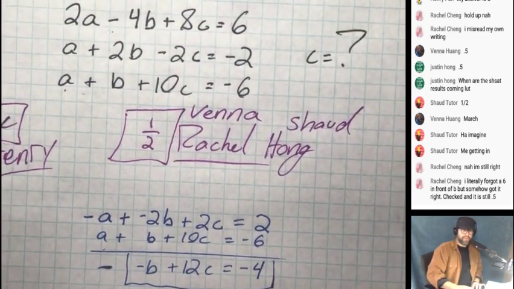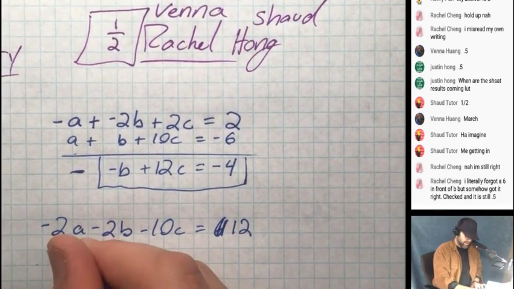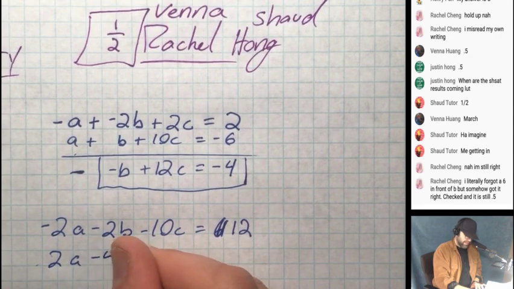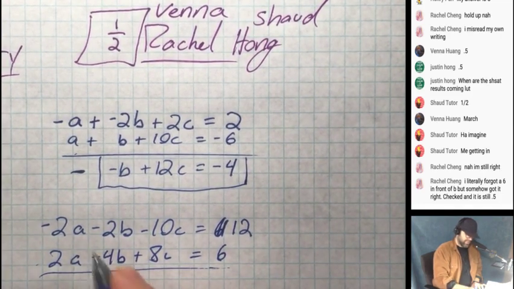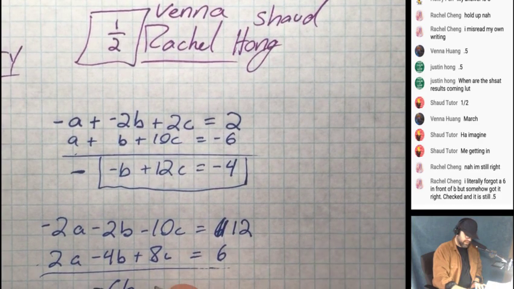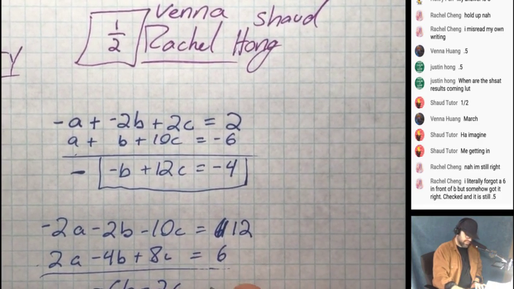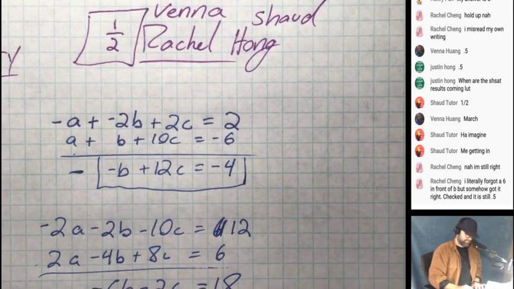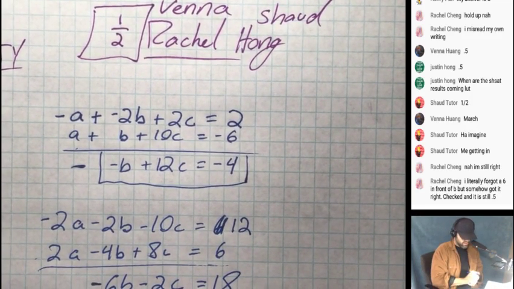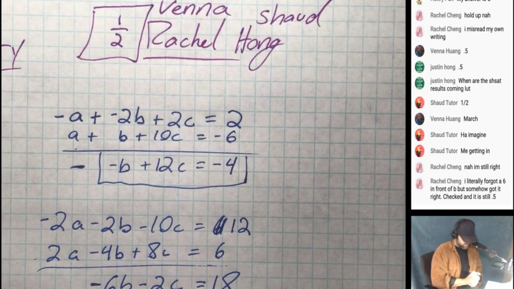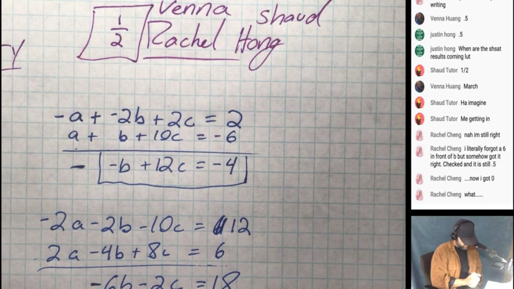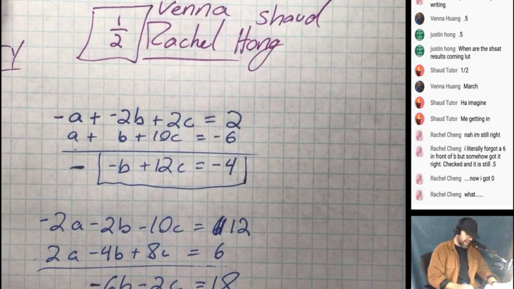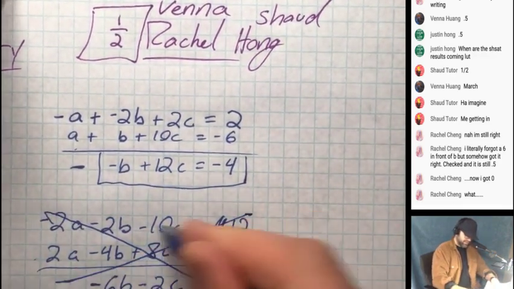And then now I can throw this top equation in and add it to this equation down here. The top equation is 2a minus 4b plus 8c equals 6. So now I can add these up. These a's cancel out. 6b, this is a negative 2c equals 18. Okay, so does that work? I don't like that at all. What did I do wrong? Hold on. I feel like I did something wrong. Ah, I did do something wrong. Okay, good. Get rid of that. That was just a check.